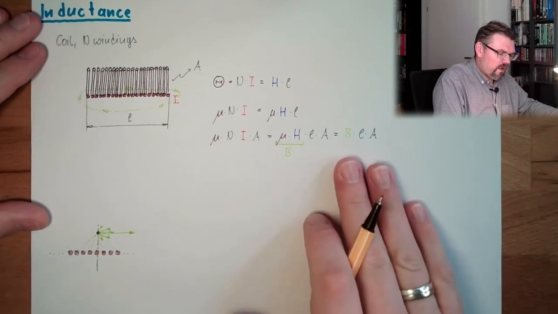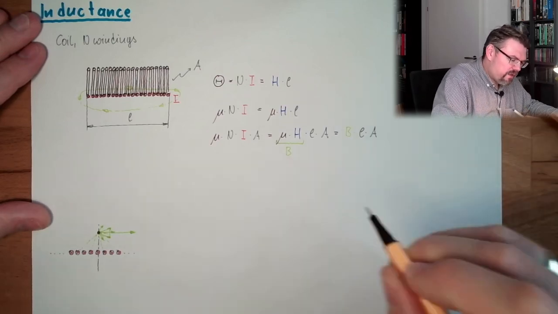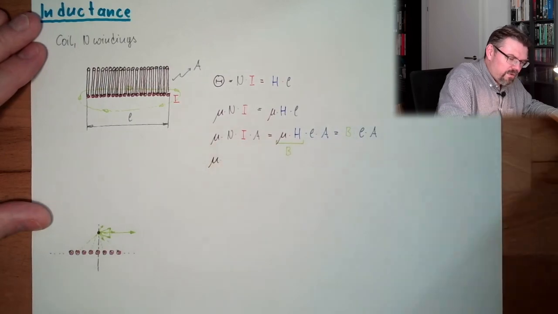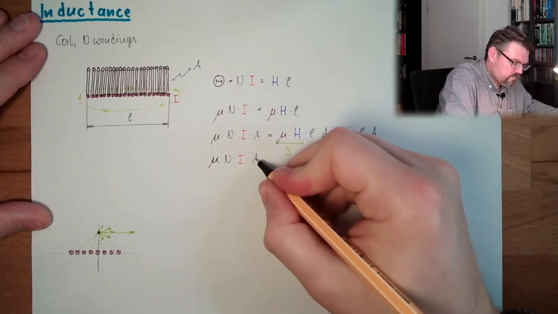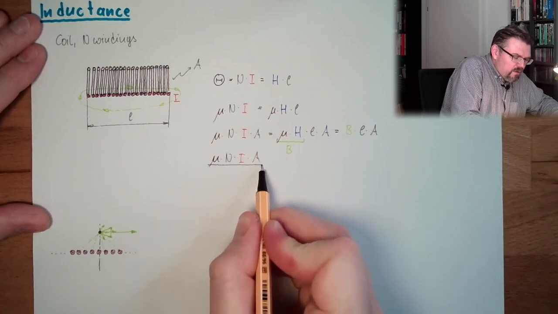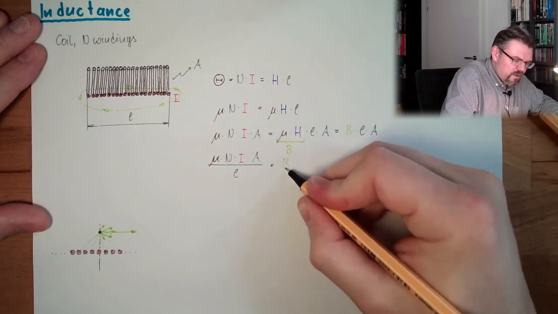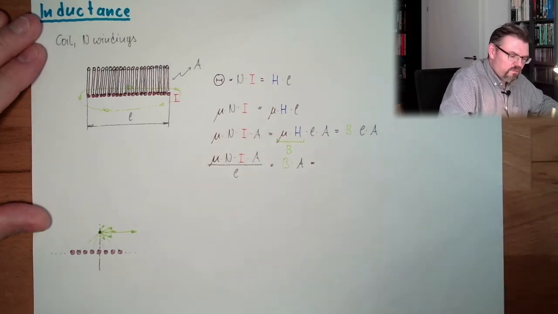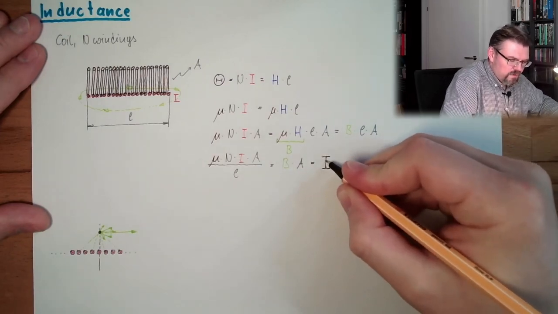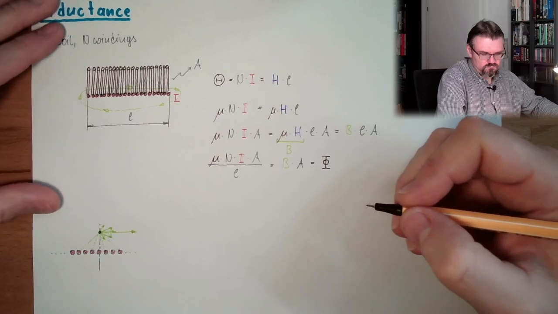Good. And now I will divide by L. So actually here I'm ending up at what is written on the left-hand side. Mu multiplied by N multiplied by I multiplied by A divided by L. And on the right hand side, what is left? There is B multiplied by A. And B multiplied by A is nothing more than the magnetic flux inside there. All right.